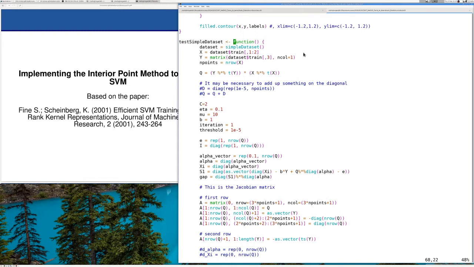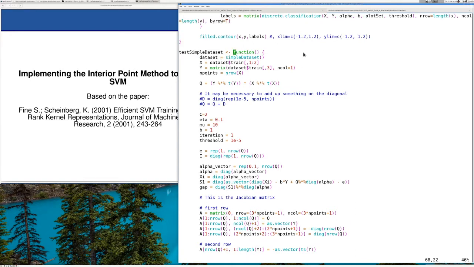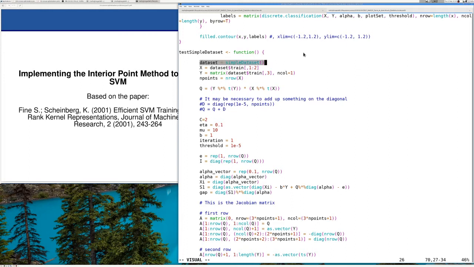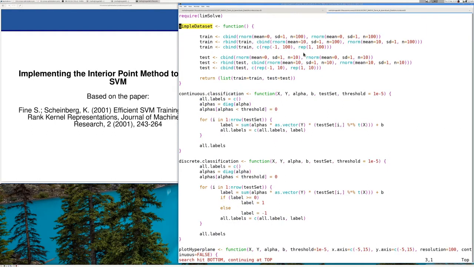Test simple data set. This is my necessary function. It's going to call another function called simple data set. Let's see this function and see what happens here. I just decided to create a training and a test set. The training set will be formed by a bidimensional Gaussian function. So I'm concatenating in terms of columns, and then I concatenate in rows another Gaussian.